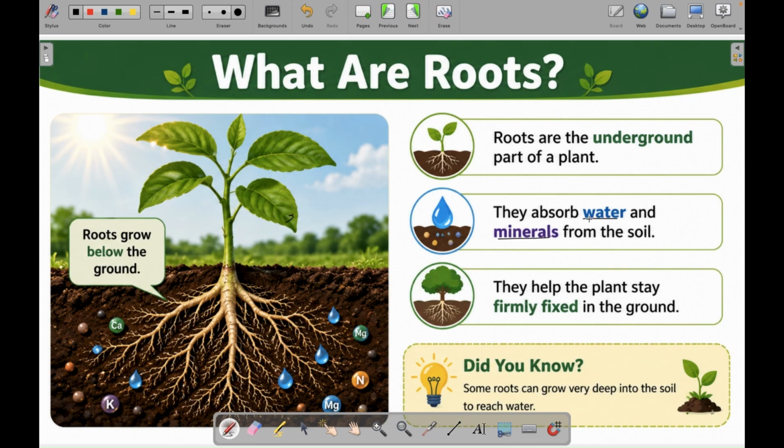So we now know that water and minerals are needed by the plant. Who provides them with water and minerals? The soil provides them. And how do they get it? They get it from the roots. Without roots, this would not have been possible.